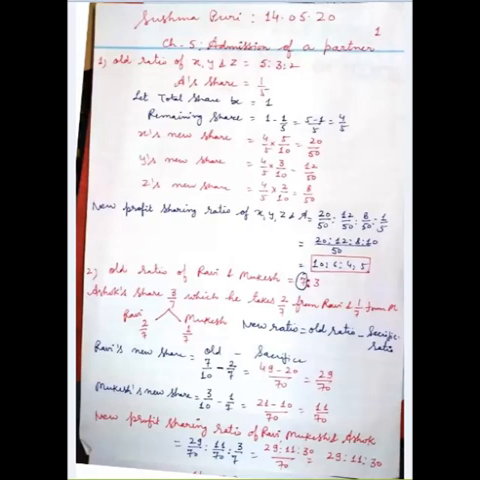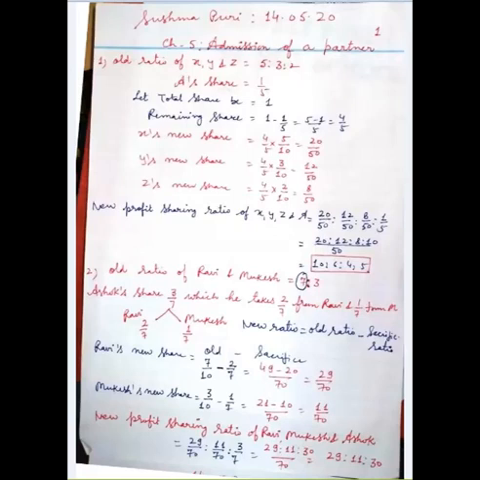X, Y and Z are partners sharing profits and losses in the ratio of 5:3:2. They admit A into partnership and give him 1/5 share of profits. Find the new profit sharing ratio. In this question, the new partner is A. A's share is 1/5. So we'll assume total share 1.